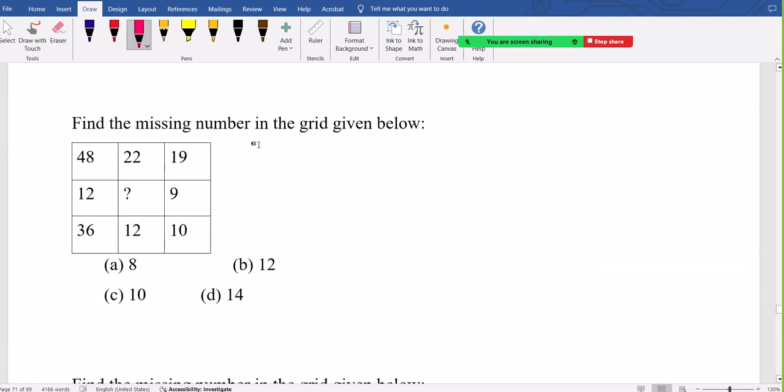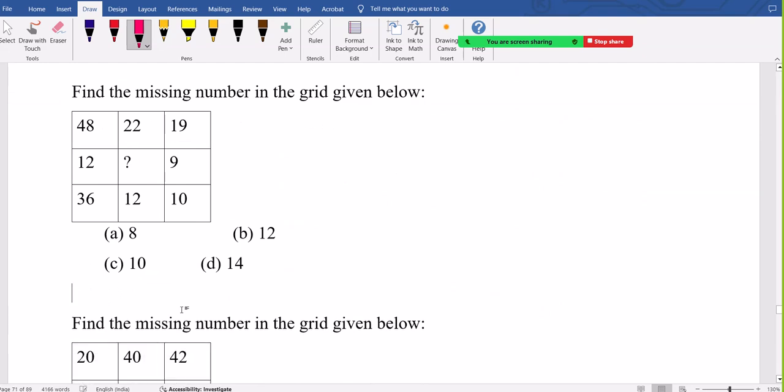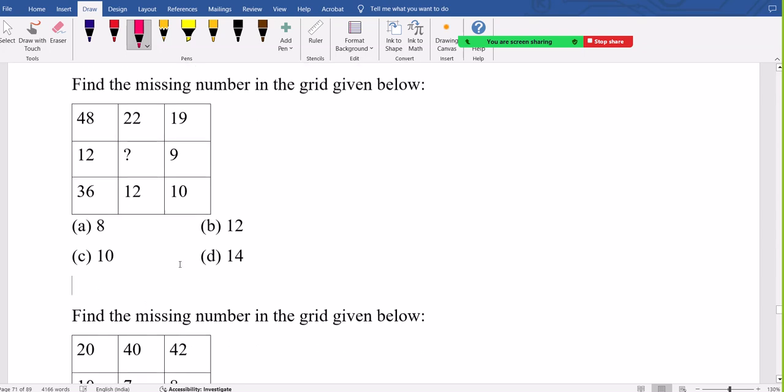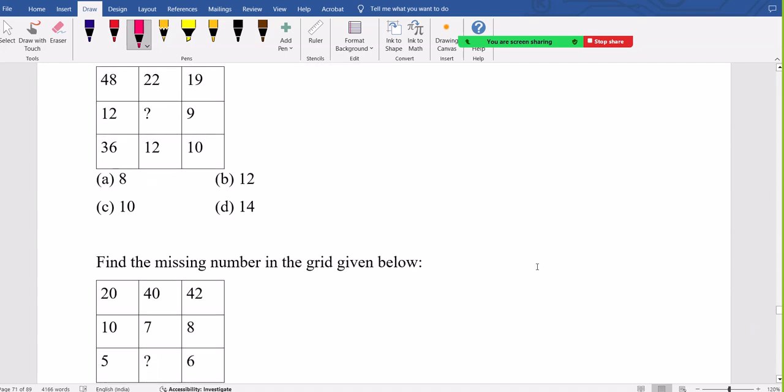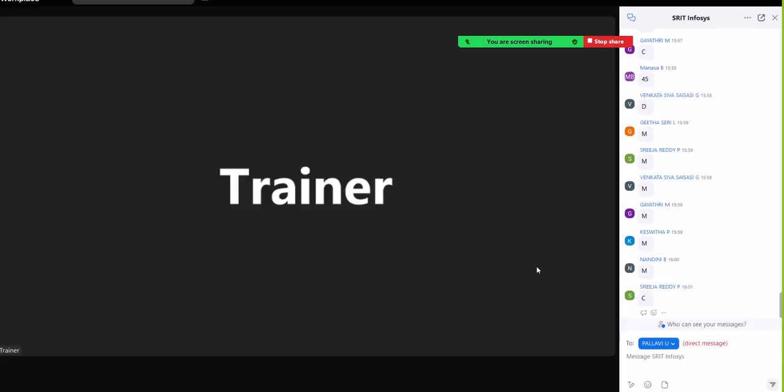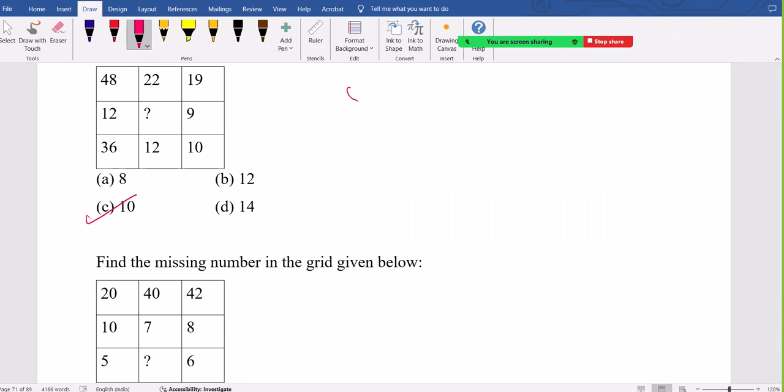Now this one: 48, 22, 19, 12, question mark. Two questions I'm showing. So let's see. I think this is a dead easy question, right? Above one. Option C. Very good, Srija. Vertically, if you observe, 48 minus 12 is 36.